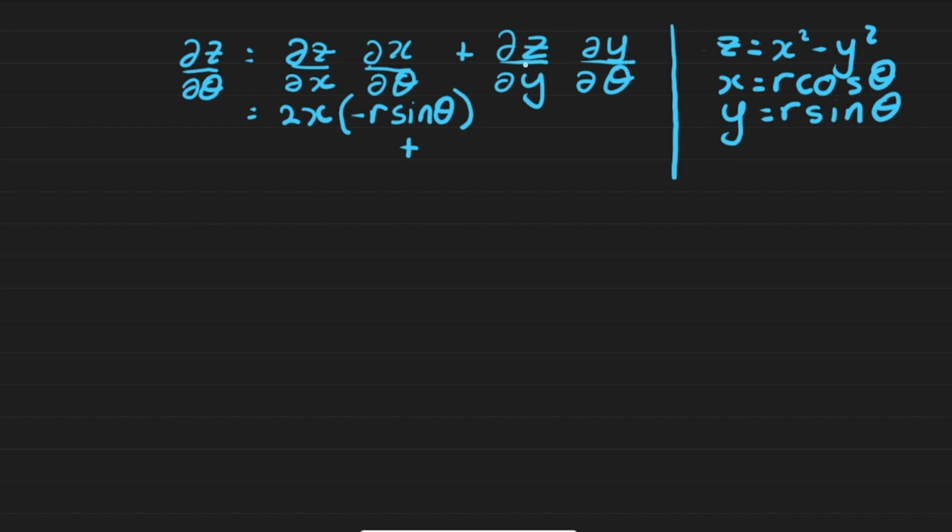Next is ∂z/∂y. So ∂z/∂y is, well, minus 2y. And ∂y/∂theta, the derivative of sine is cos. We would have r cos theta.